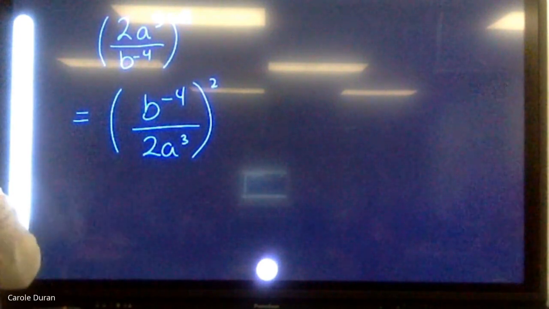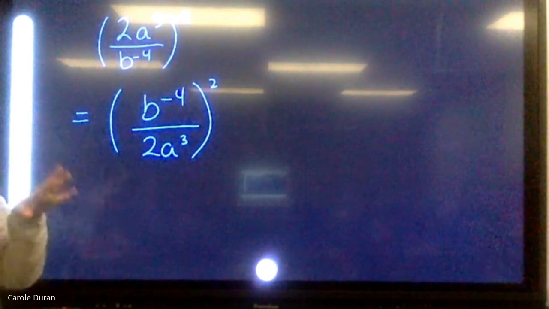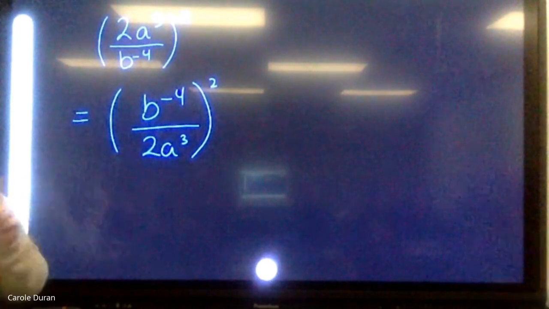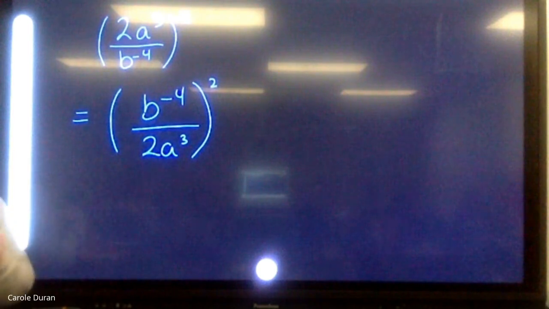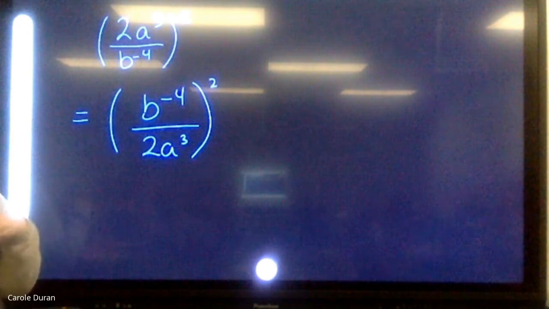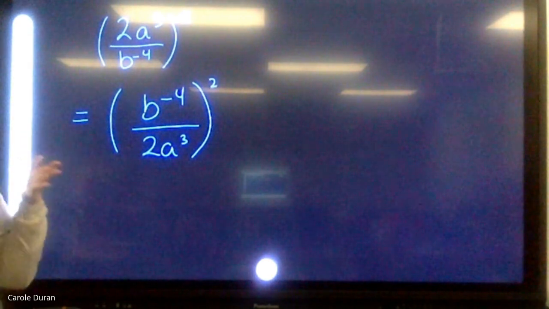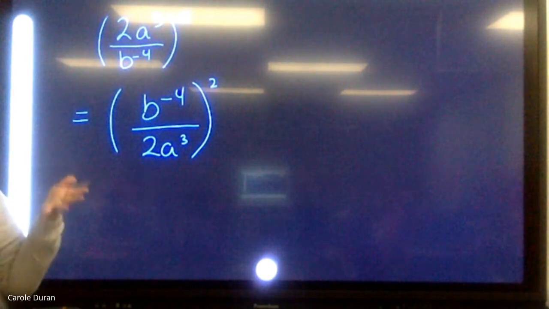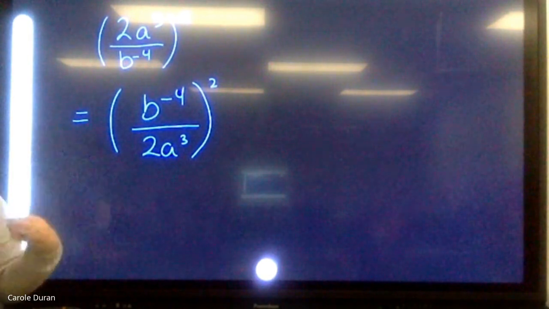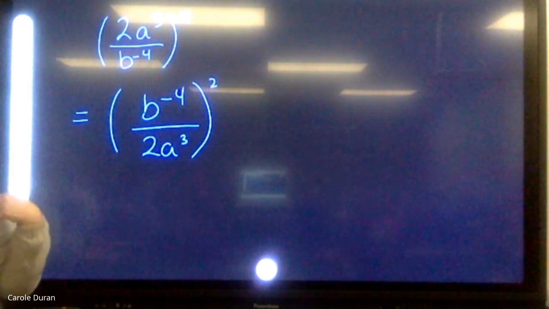We'll distribute the 2 in a second. One thing at a time. Because the entire thing was taken to a negative power, I had to flip the entire fraction over. When I did, my exponent changed from a negative to a positive. And now I can begin to simplify the individual numerator and denominator.